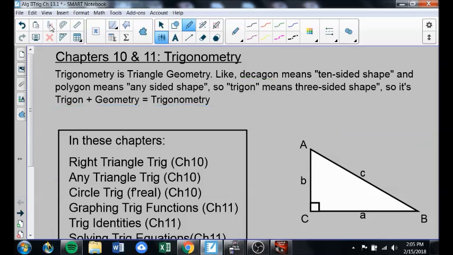Over here, we have a triangle. This is actually a right triangle because this corner here is a right angle. And just some basics to get covered. When we have a capital letter, we're talking about an angle, and the lowercase letter is the side.